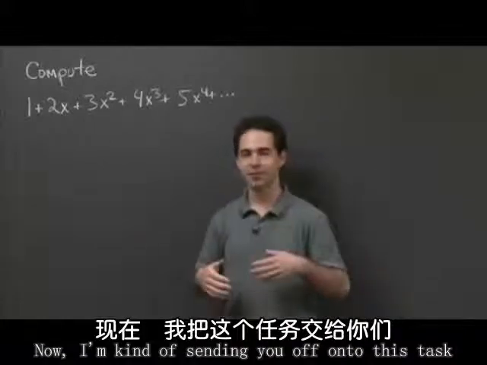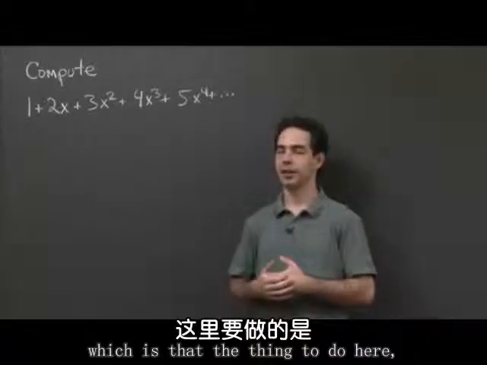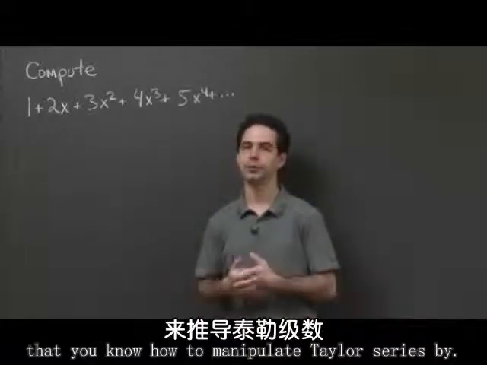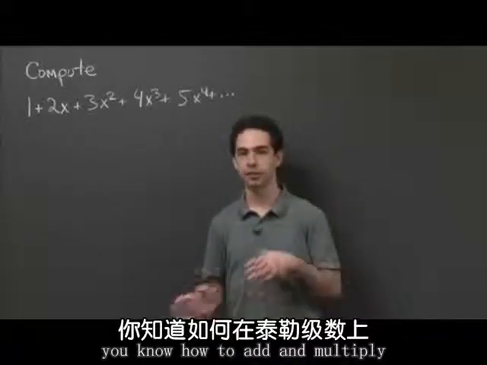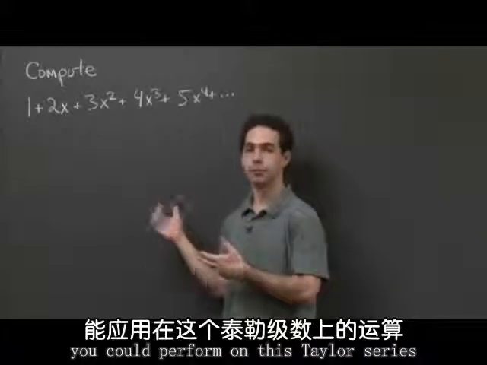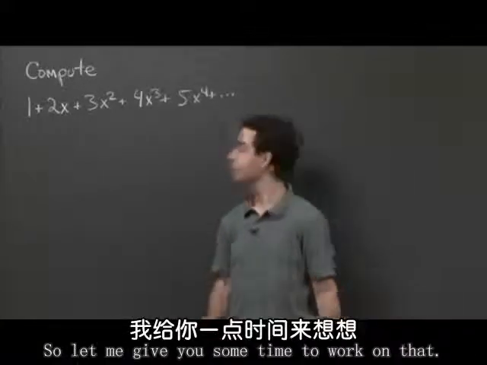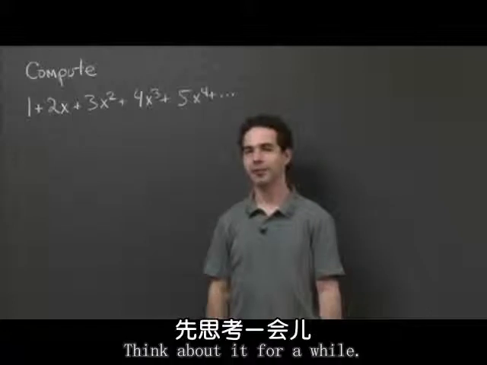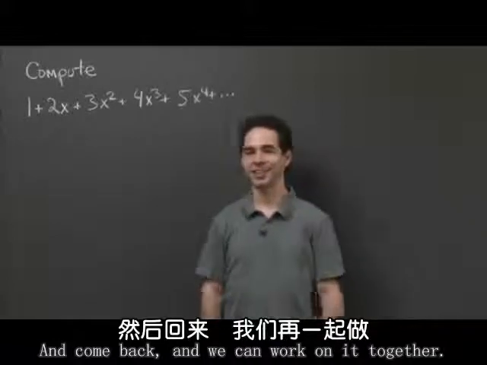Now, I'm sending you off onto this task without giving you much guidance. So let me give you a little bit of a hint, which is that you have a bunch of different tools that you know how to manipulate Taylor series by. You know how to do calculus on Taylor series. You can take derivatives and integrals. You know how to add and multiply and perform these sorts of manipulations. So you might think of a manipulation you could perform on this Taylor series that'll make it a simpler expression or something you're already familiar with. Let me give you some time to work on that. Think about it for a while. Try and come up with the expression for this Taylor series, and come back and we can work on it together.